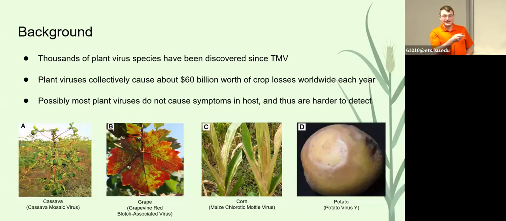Grapes, any wine lovers here or just plain old grape lovers? You can lose a lot of money to grapevine red blotch associated virus because it'll kill off your plants and make your grapes taste less good. I read one article saying this particular virus can cost up to $60,000 per hectare if it gets into your fields. So that's a lot of cost to California, particularly because they both make and drink the wine.